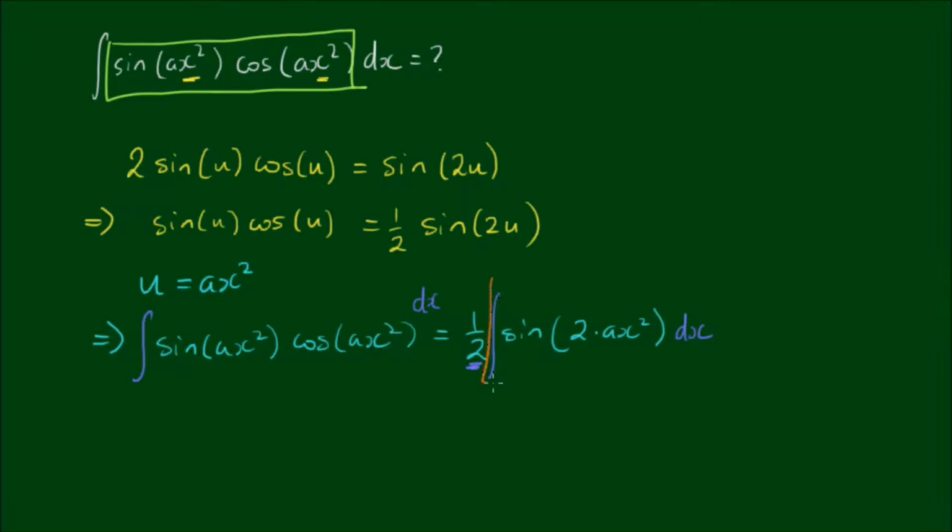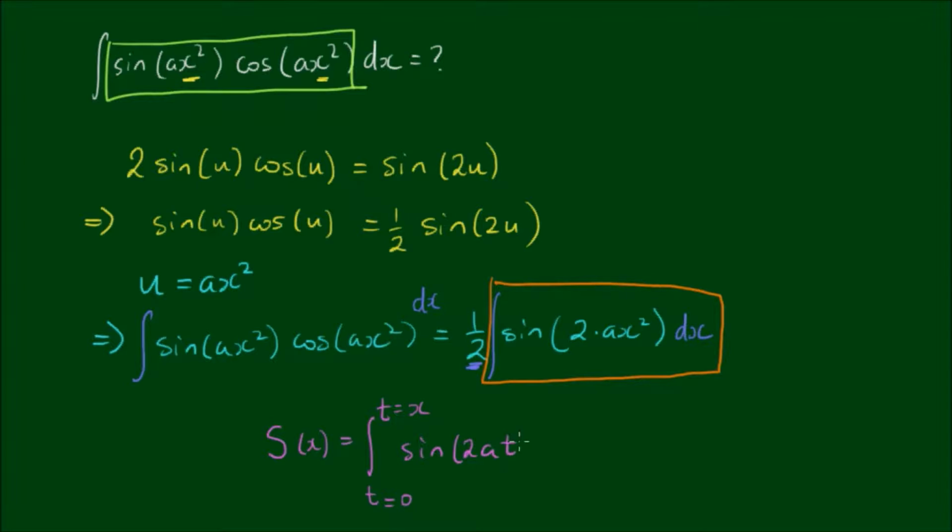Okay, now the integral of sine 2ax squared is what's known as the Fresnel integral. And we usually express that as big S of x is equal to the integral from t equals 0 to t equals x of sine of 2at squared dt. And I've already made a video on how to find the expression of this integral in terms of an infinite sum, and I'll provide a link to that. So I'd encourage you to pause the video now and review that.